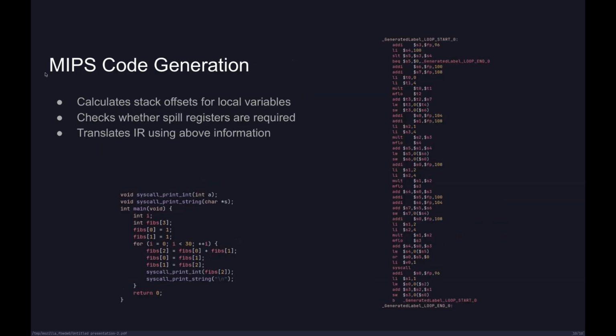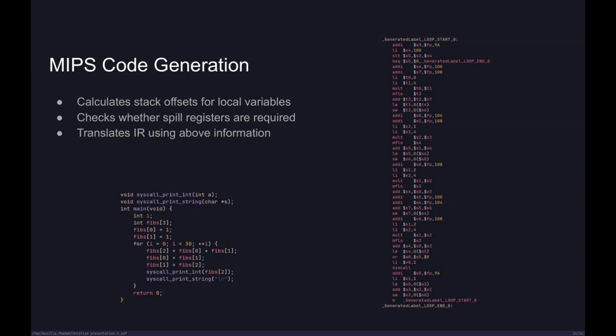All right, finally, we have MIPS code generation, and this is the end of the line. We have to do a couple things. We first calculate stack offsets for all our local variables, eliminating their names, since variables no longer have names at this stage. We also check whether spill registers are required. So when we're computing an expression, do we need to maybe spill some of the registers onto the stack? We also, using this information, have to go through the IR and step-by-step translate it into MIPS assembly.